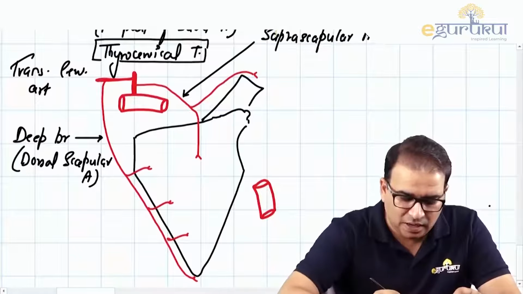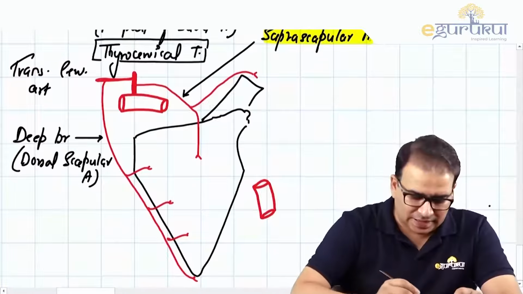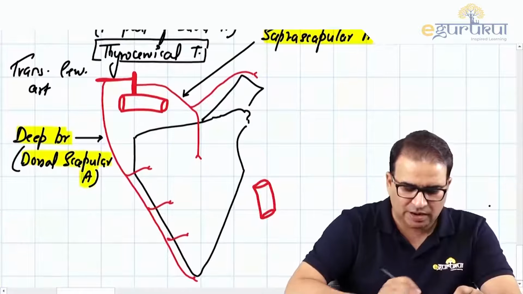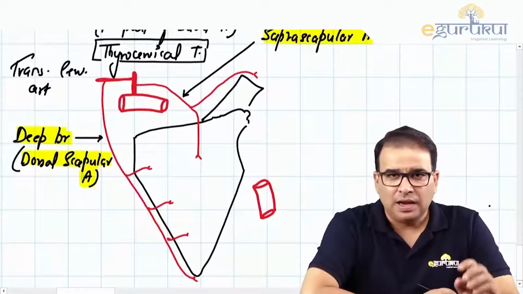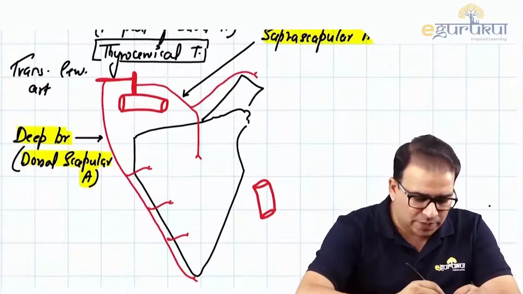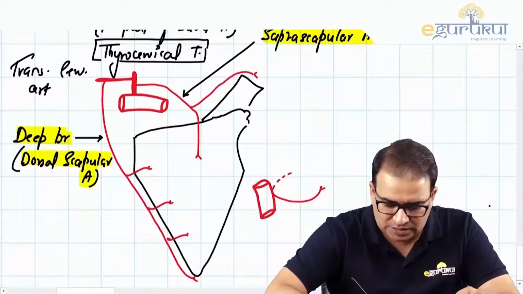Let me repeat that again. We said what? Suprascapular artery, number one. And second is a deep branch of transverse cervical, also called dorsal scapular artery. Okay. Now it's time to look at the third part of axillary artery. Now you already know the branches from the third part of axillary artery include an anterior circumflex humeral artery and a posterior circumflex humeral artery.